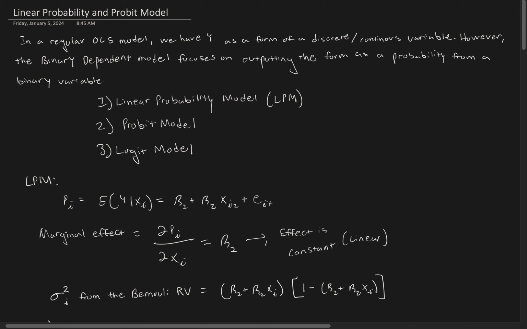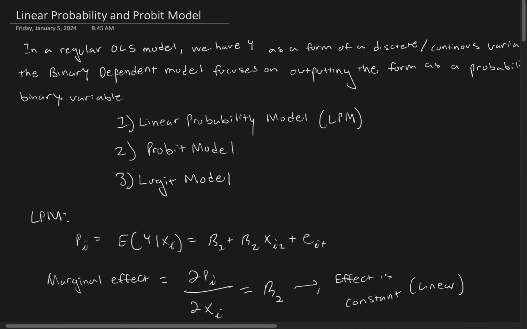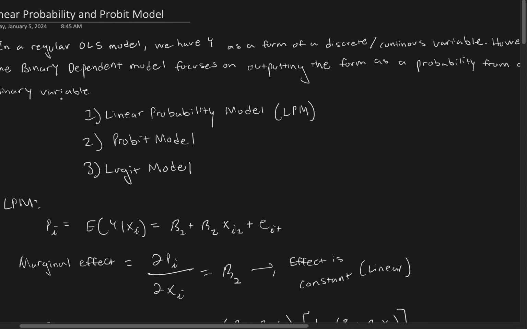Okay, in this video, I'm going to go over several methods of calculating the binary dependent variable. So simply put, a binary dependent variable is different from a standard OLS model, because a binary dependent variable has its output determined by a single 0 or 1, or a yes or no.